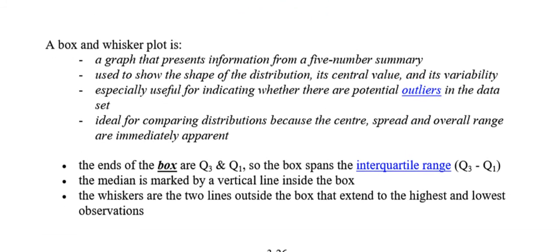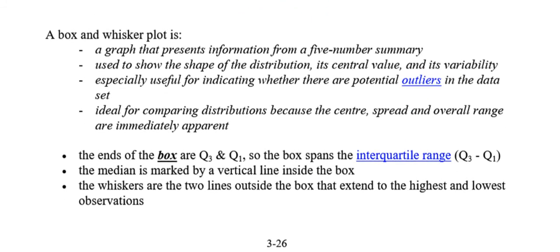Now, the box and whisker plot is a way for you to illustrate the 5-number summary. And it shows the shape of the distribution. When it talks about showing its central value, that's the median, not the mean. And the variability. So we're not talking about the variability like the standard deviation around the mean. We're talking about the variability around the median. It's also especially useful for indicating whether there are potential outliers. Right now, it is a judgment call on your part whether something is an outlier. Later on, you'll learn a formula to decide whether something is an outlier.